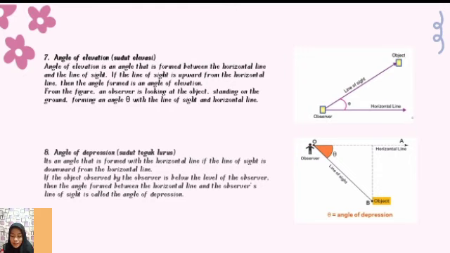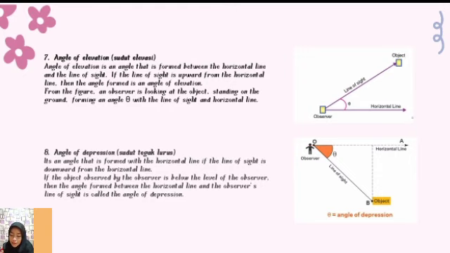Next vocabulary is number 8, angle of depression, or sudut depresi. Angle of depression is an angle that is formed with the horizontal line if the line of sight is downward from the horizontal line. If the object observed by the observer is below the level of the observer, then the angle between the horizontal line and the observer's line of sight is called the angle of depression.